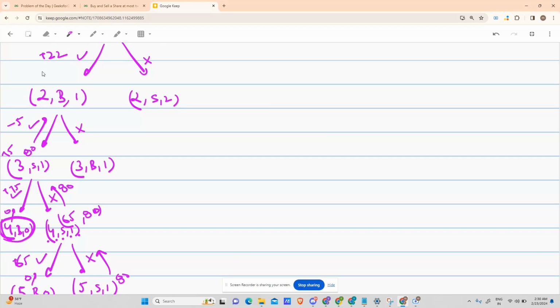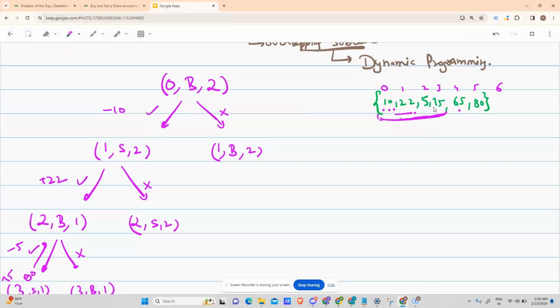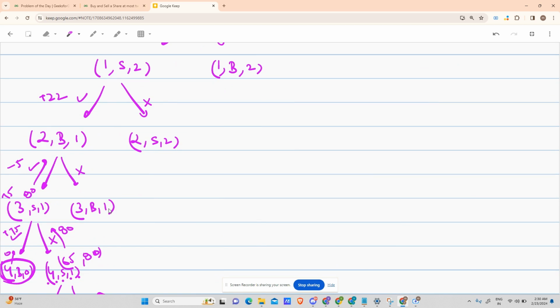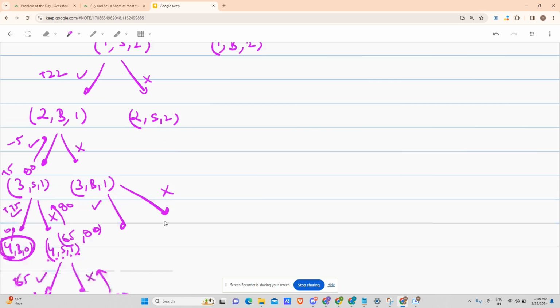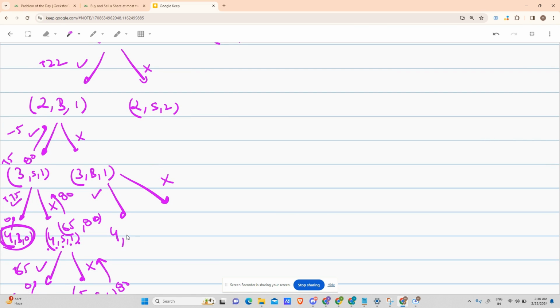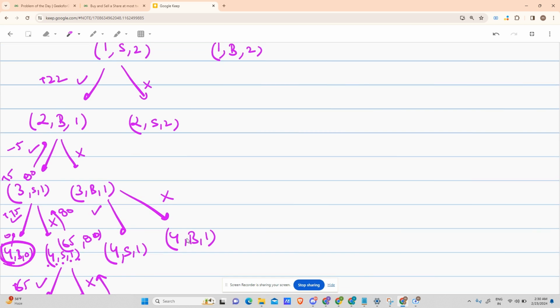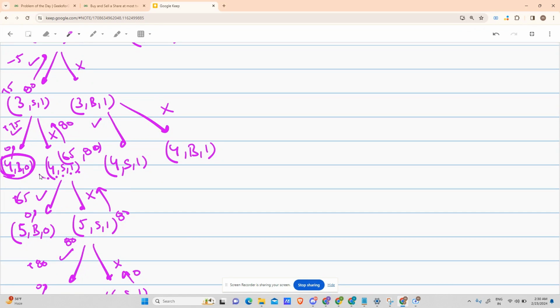Okay. 3b1 is the option now. So we are standing at 3, we have to buy, right? And we have one transaction left. Okay. So 3b1 has again got two options, to buy or to skip. If I buy it, I will move to 4 with selling option and one transaction in hand. And if I don't buy, I will move to 4 with buying option with one transaction in hand. All right. 4s1. Now you can see that 4s1 is already solved. It is returning 80. I will also return 80.